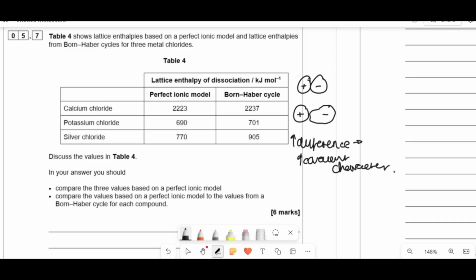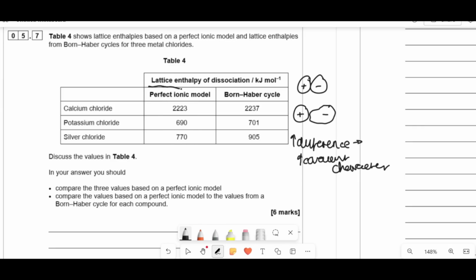Whereas if there's very little difference, then you're very close, as in these, there's very little covalent character, and they're all nicely like that. So here we've got to discuss the values in table 4. We need to compare the 3 values based on a perfect ionic model and then compare the values based on a perfect ionic model to the values from a Born-Haber cycle for each compound. Okay, so let's compare them based on the perfect model first, okay?